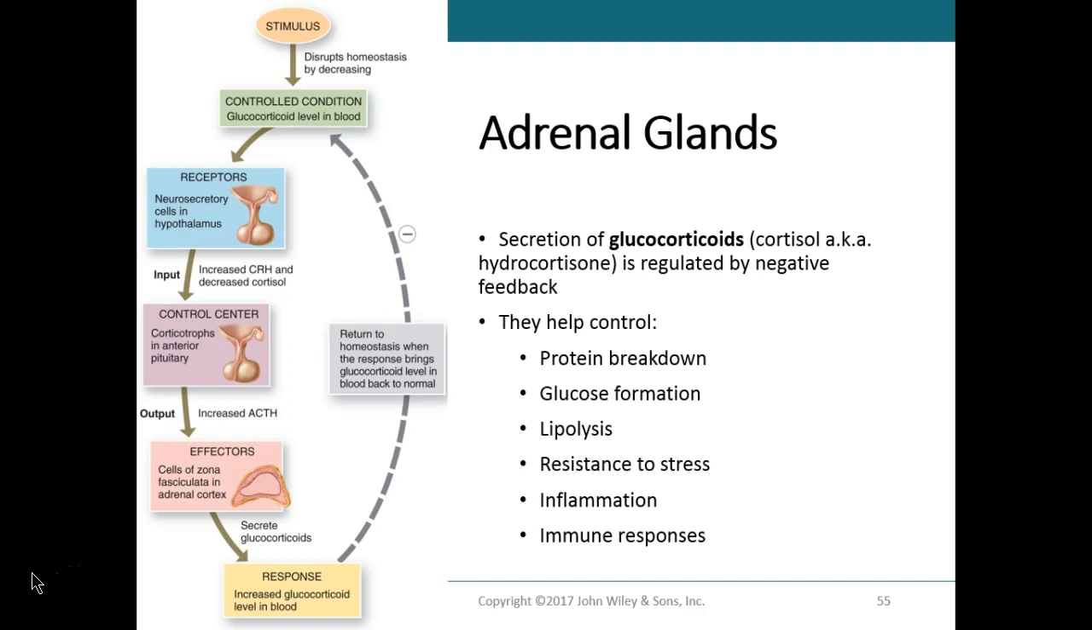This conversion of something other than glycogen or other sugars into glucose is called gluconeogenesis. Neo means new, right? Gluco, sugar, genesis, make new sugars. It also stimulates lipolysis, or the breakdown of triglycerides, releasing fatty acids from adipose tissue into the blood. Glucocorticoids can work to provide resistance to stress. That's why we call it the stress hormone.